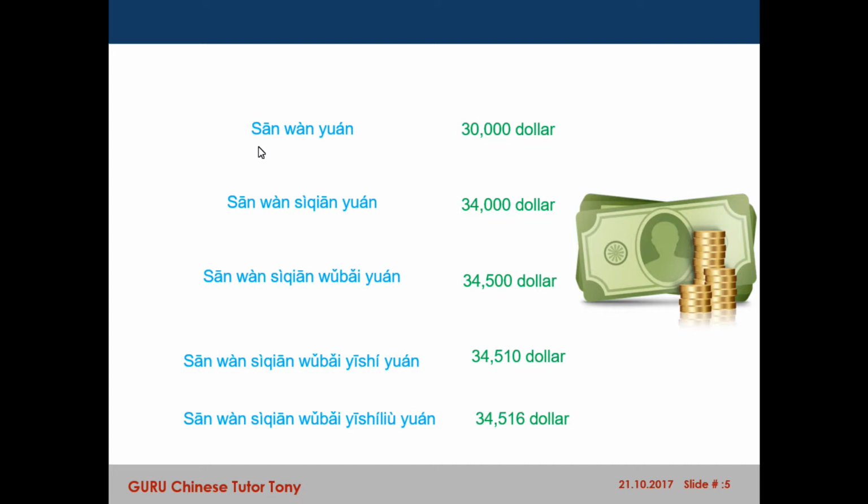3万元. Okay, coming up, we make more and more numbers on it. Okay, number 2, 34,000. 34,000. So you can see 34000元. 3万, yeah, 30,000 and 4,000. So that is 34000元.